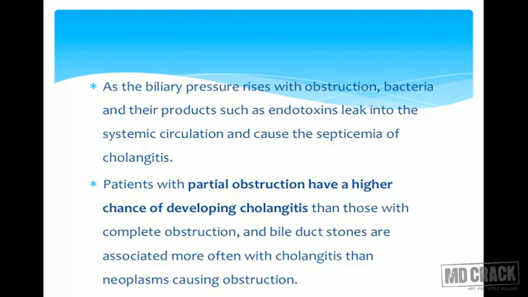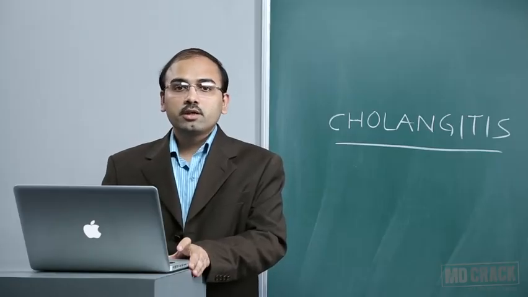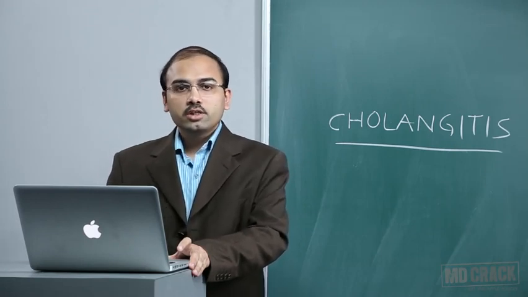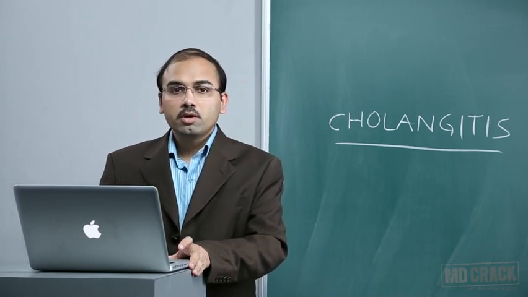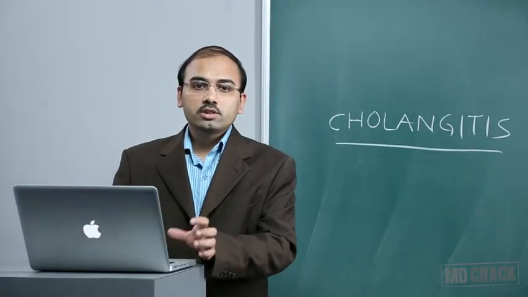As the biliary pressure rises with the obstruction, bacteria and their products such as endotoxins leak into the systemic circulation and cause septicemia of cholangitis. Patients with partial obstruction have a higher chance of developing cholangitis than those with complete obstruction. So this is a very interesting fact.